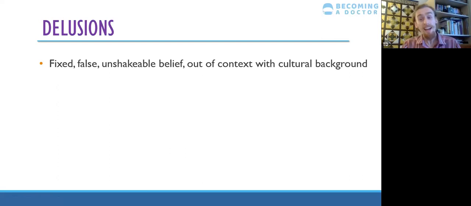But actually, many beliefs that we hold are like that. Political beliefs, religious beliefs. You can't really reason with them, although maybe you can, hopefully, if you're a reasonable person. So a key feature of delusions is that they're false and out of context with their cultural background. And this is where the debate comes in, because I'm a Christian myself, for instance, and some people would argue that's a delusion. In psychiatric terms, it's technically not a delusion, because it's in the context of my cultural background. Lots of people around me believe that.